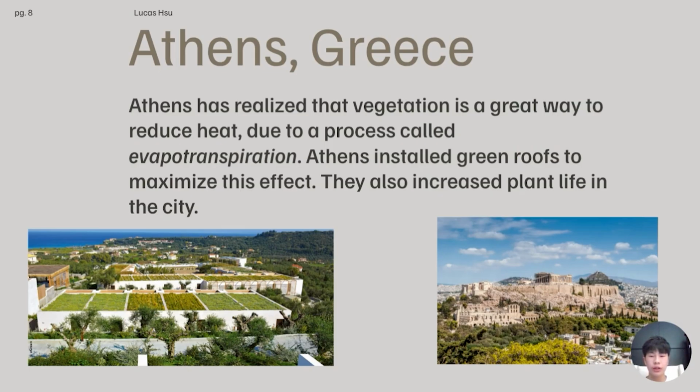Athens, Greece is another place that has found a solution to heat waves and high temperatures. They use vegetation on the roofs, called their green roof process. This helps with the heat due to a plant process called evapotranspiration, where plants release water vapor from their stems and soils because the increased heat causes the water in them to evaporate. They also increase the plant life of the city to help with this evapotranspiration.